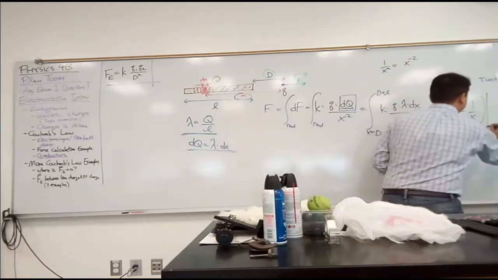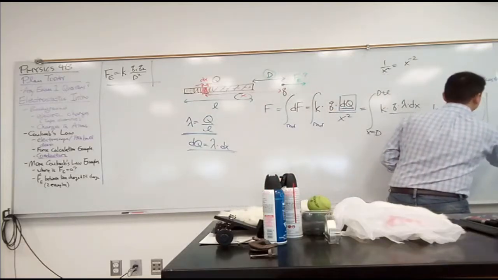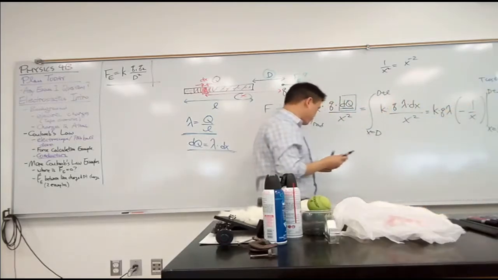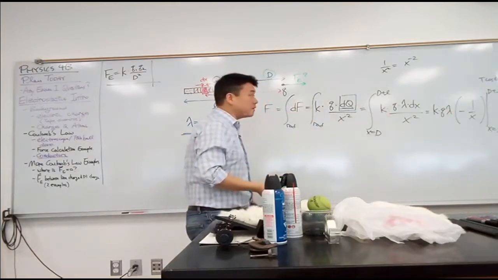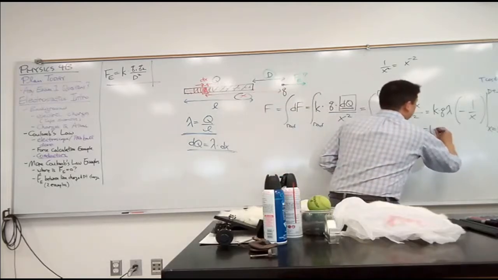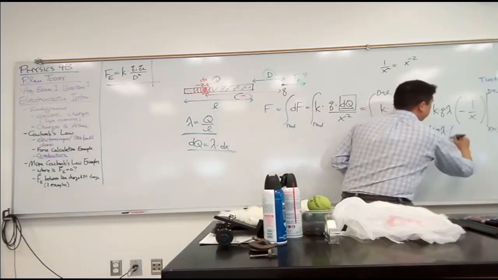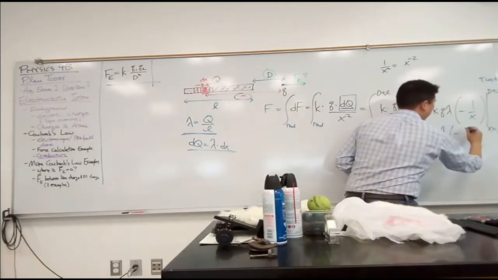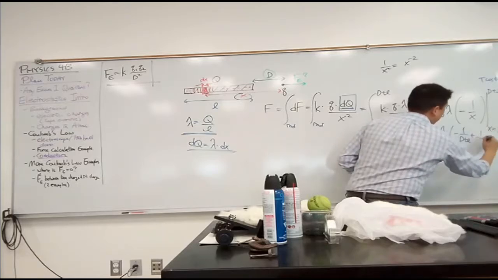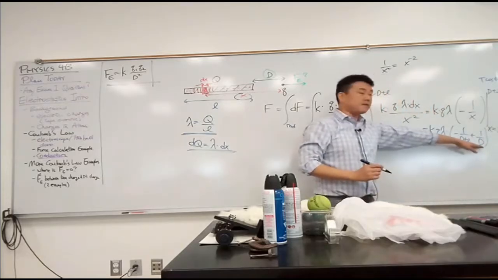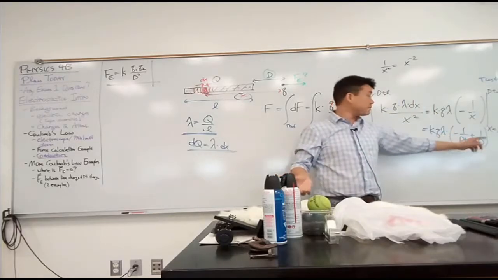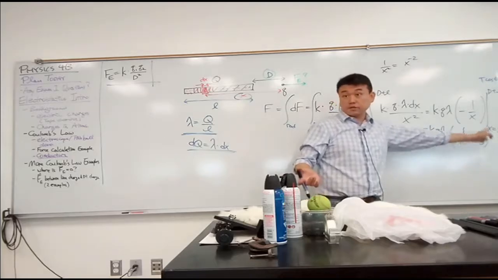I'm evaluating it with the limits x equal to d to x equal to d plus L. Let me plug all those in. I usually skip steps here, but let me not skip because I want to make sure that this minus sign is supposed to be there. It is equal to k q lambda times the upper limit, minus 1 over d plus L, minus minus, or plus, the lower limit, 1 over d. Is this value positive, as I'm expecting it to be? Yeah, it's minus 1 over the bigger number plus 1 over the smaller number.